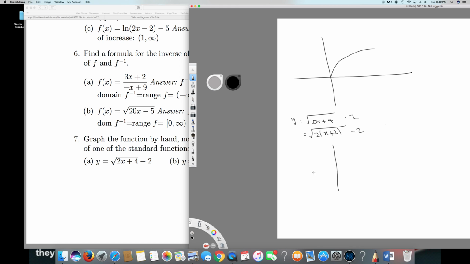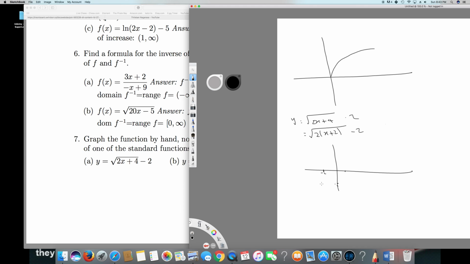So let's draw that. If I move this graph 2 units to the right side, it's going to start from here, and it's 2 units down. Actually, if it's plus, it's 2 units to the left side. So it's going to be x equal to minus 2, and this is minus 2, so it's going to be 2 units down.